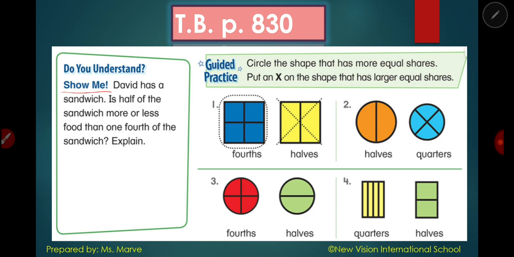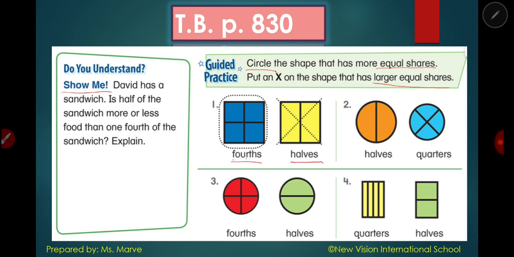Circle the shape that has more equal shares, and you are going to put X on the shapes that has larger equal shares. So let's decide. The number 1 shows already the correct answer. We have fourths and we have halves. What are we going to do? Circle the shapes that has more equal shares and put X to the shapes that has larger equal shares. So here, the fourths, you need to circle because it has more equal shares, and the halves, you're going to put X because it has larger equal shares.